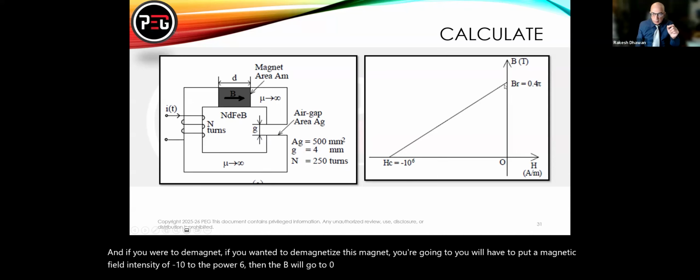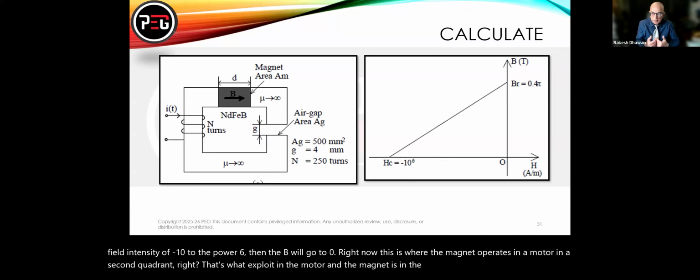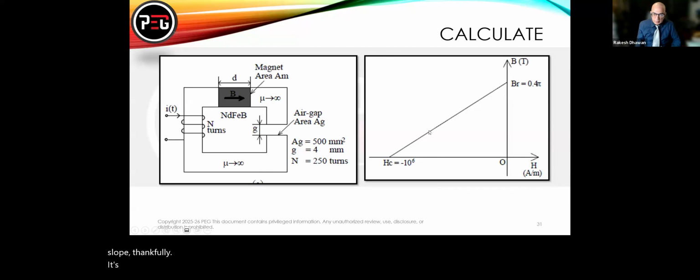Now, this is where the magnet operates in a motor, in the second quadrant. That's what we exploit in the motor. When the magnet is in the motor, it's operating in the second quadrant of the BH loop, and we're going to exploit this. And you can see it's a pretty linear slope. Thankfully, it's a fairly linear slope, so it makes our life a little easier.